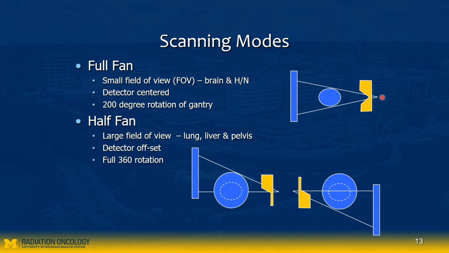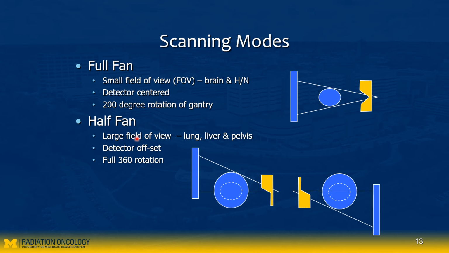The X-ray source is here, and then you acquire the image. The center of the panel is actually aligned with the X-ray source. All right. So for full fan, you do not need one full rotation of the gantry. You only need about 200 degree rotation of the gantry to acquire a 3D volume.